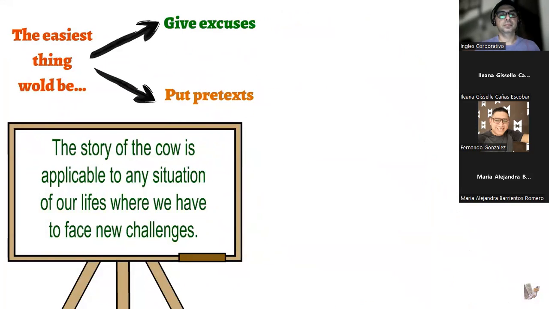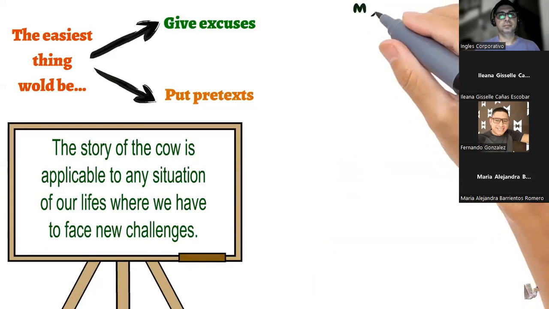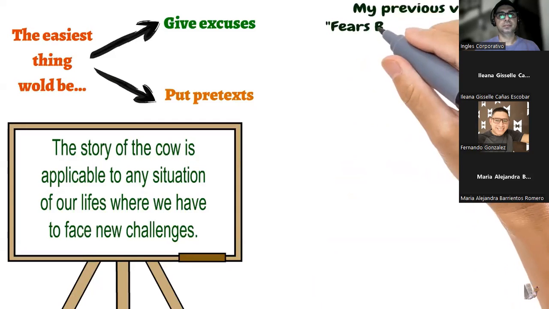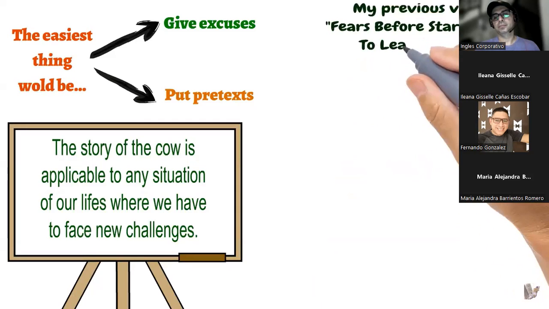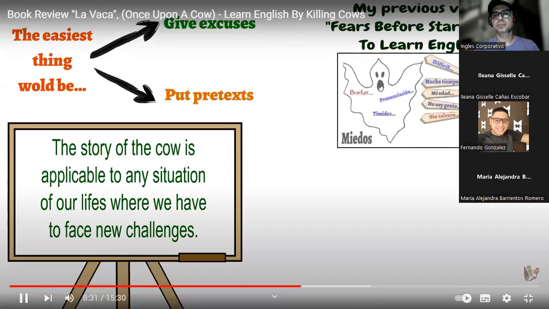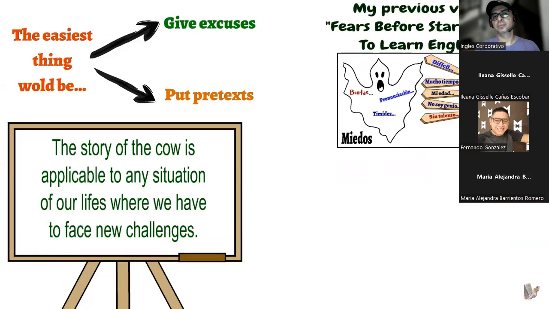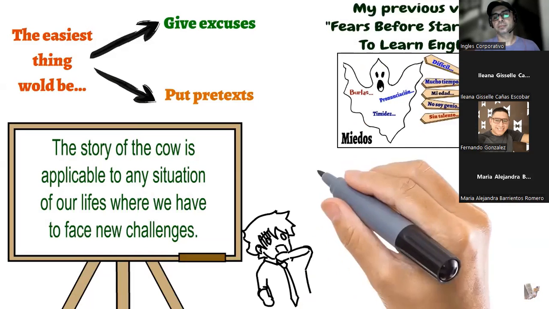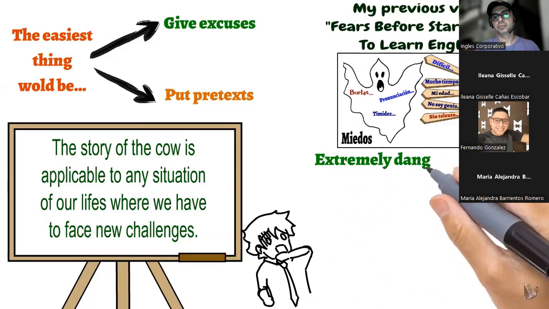If you are starting to learn English from scratch, or at least from a very beginner level, it's going to be very difficult because the results are not going to appear immediately, and it's going to be very easy to see how new cows start to appear in front of you. In the video that I made previously called Fears Before Starting to Learn English, I mentioned some of the most common cows during the learning of the English language. However, there are cows that are extremely dangerous.